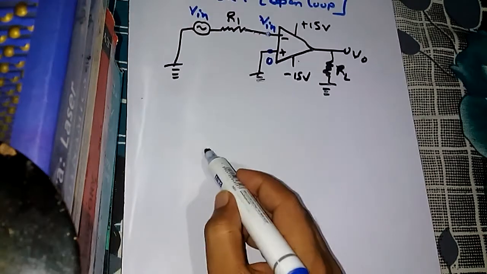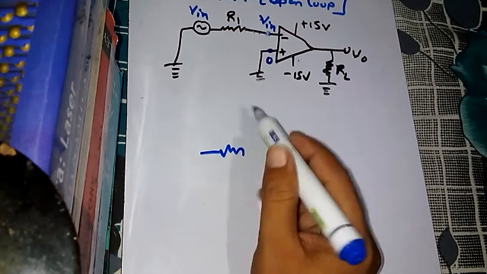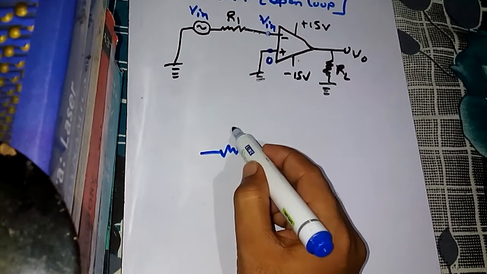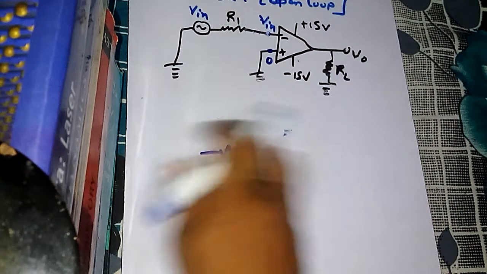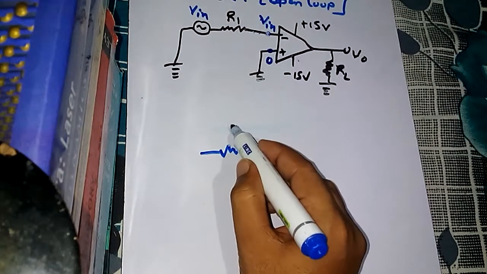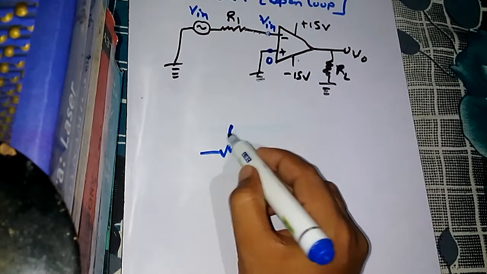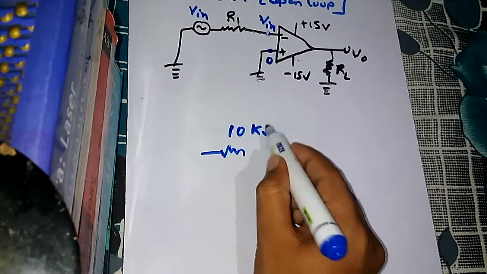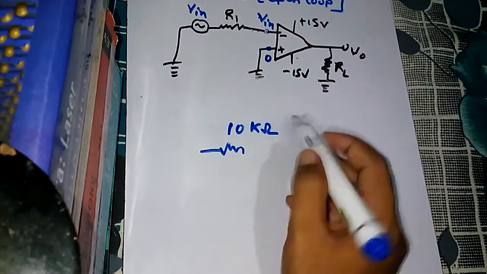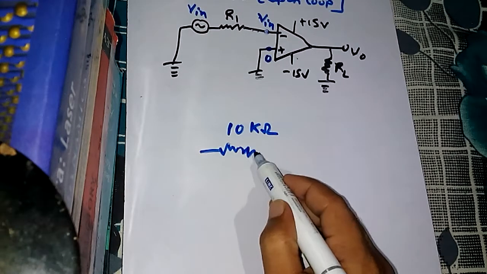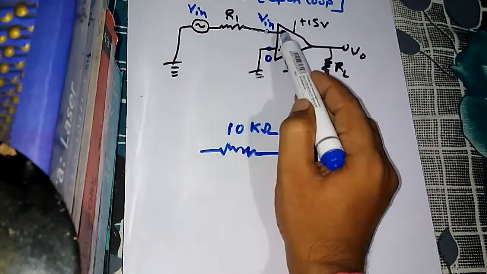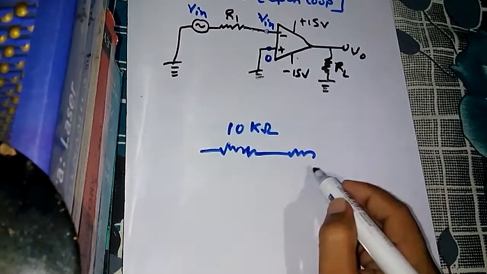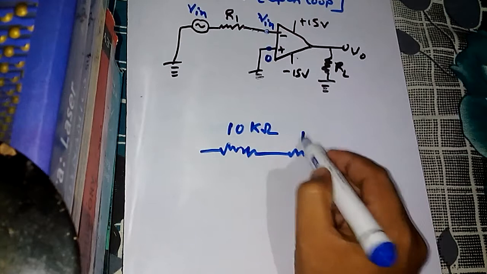Now let us again take a resistance R. R is suppose 2 ohm. Okay, even if not 2 ohm, let us take a big number. Let us say it is 10 kilo ohm, and this is one resistance, and here is an infinite resistance. Infinite resistance means, let us suppose it is 10 mega ohm.